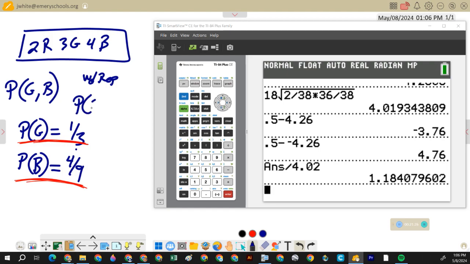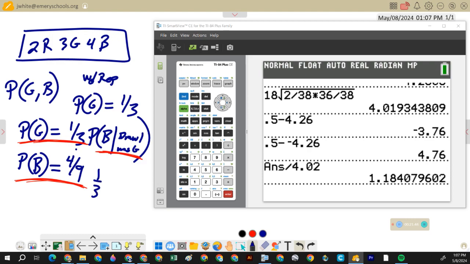The probability of green is 1/3. And then we get the probability of blue given that draw 1 was green. And this number changes the denominator. So we're going to do 1 out of 3 times 4 out of 8. So you can still multiply if they're dependent, but you have to make that second multiplication conditional. It has to be influenced by the first. Okay?